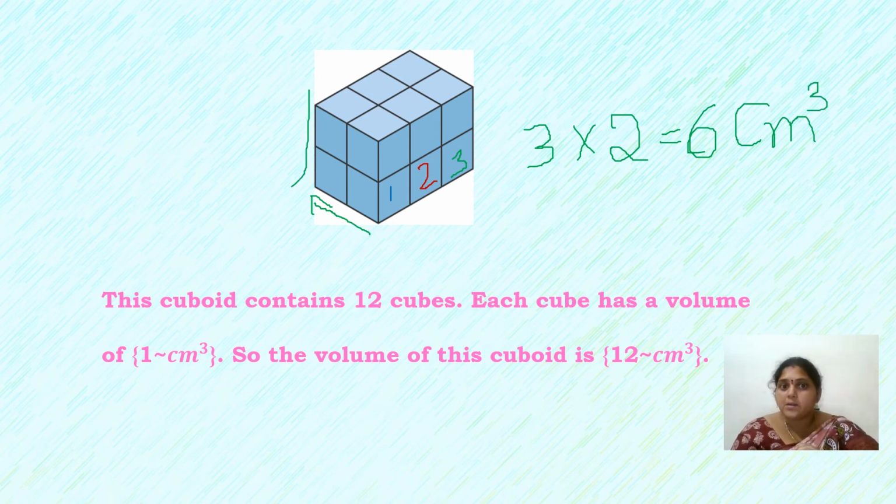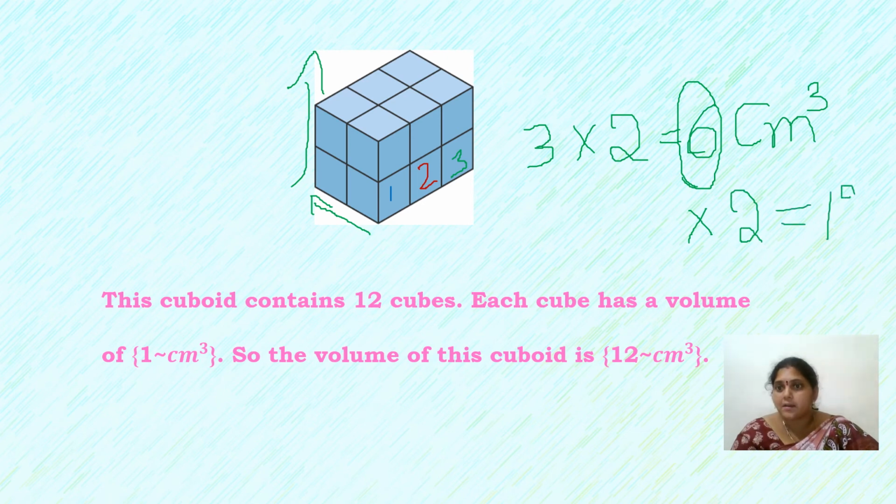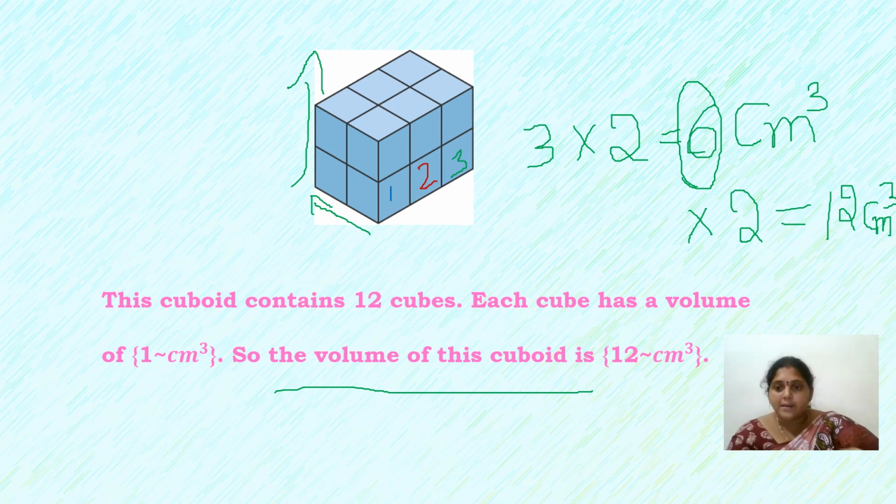So here, how much height is there? 1 stair, 2 stair, 3 stair. We got one layer is 6. Here we are having 2 layers. So what we have to do? We have to multiply this 6 again with 2 because 2 layers are there. So the volume of this cuboid is 12 centimeters cube. You have understood now? First count how many cubes are down and multiply that number of cubes by the height of the cuboid. Understood, everyone?